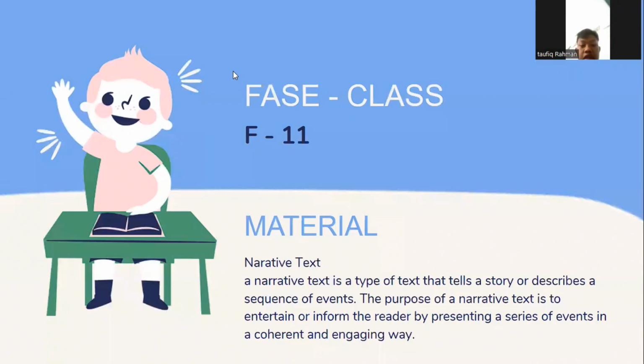Okay, in this discussion, I will explain about the material. The first is narrative text. Narrative text is a type of text that tells a story or describes a sequence of events. The purpose of a narrative text is to entertain or inform the reader by presenting a series of events in a coherent and engaging way.